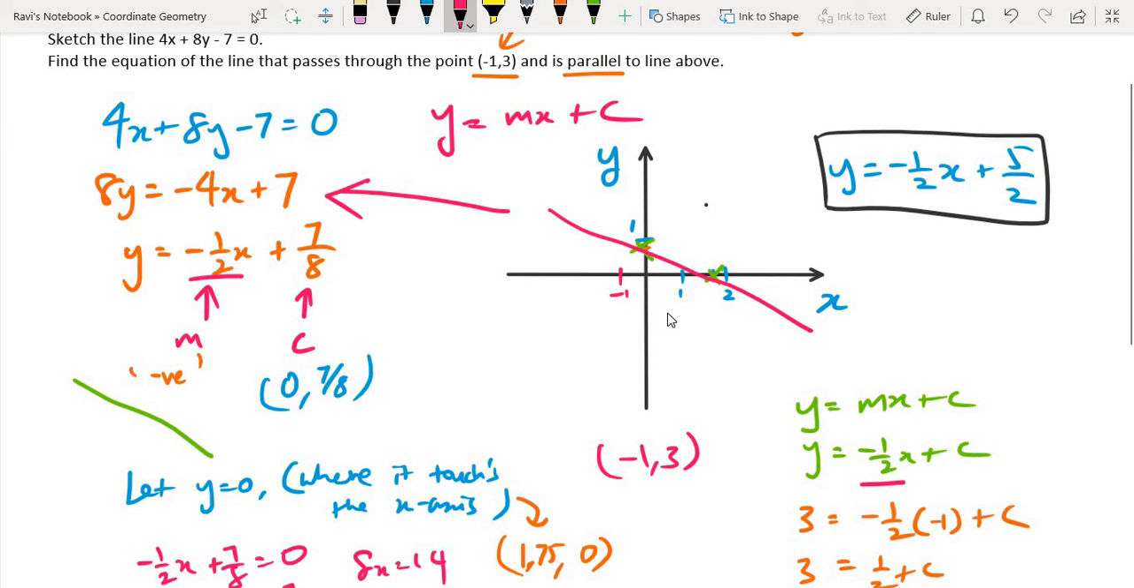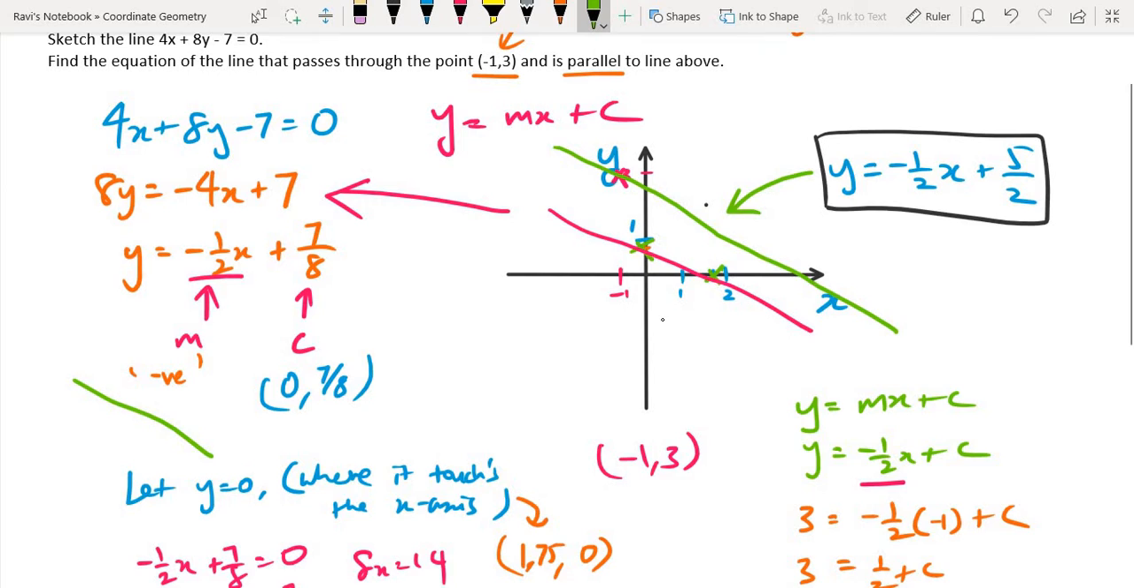So maybe negative 1 is here, maybe 3 is here. Maybe it passes through this point, and it is going to be parallel to this line. So it's going to look something like this. This is the equation of the line.